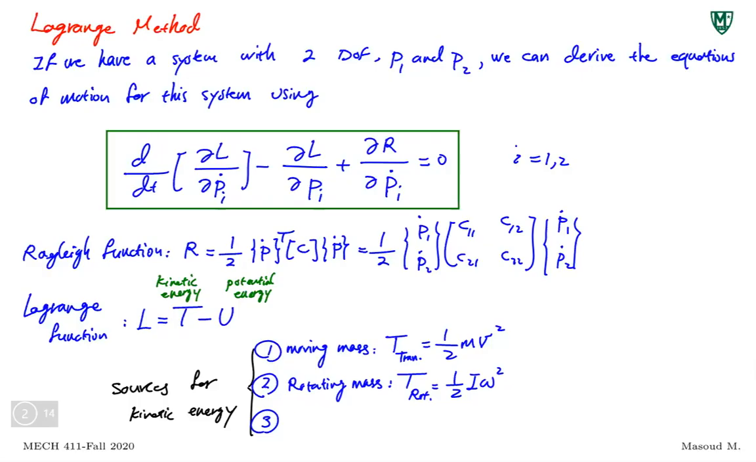Translational plus rotational motion. In that case, kinetic energy would be T translation. We basically just add up 1 and 2. So that becomes T translation plus T rotation. So these are our sources for kinetic energy.